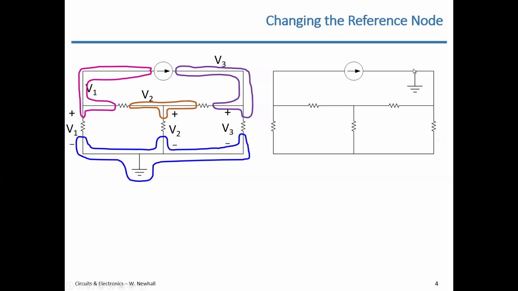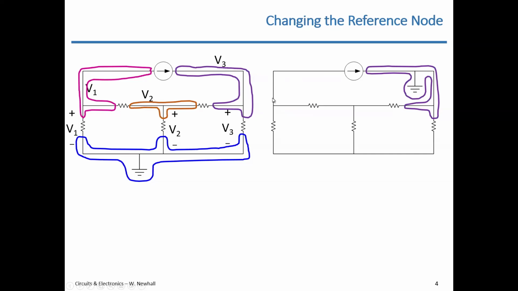Let's suppose I don't have any ground node defined, and I want to use node voltages for some reason. I can just put a ground node in. I might strategically pick the location to make analysis easier, but let's just put it in the upper right. So that means that this upper right node is now the reference node against which all the rest of the voltages are defined.